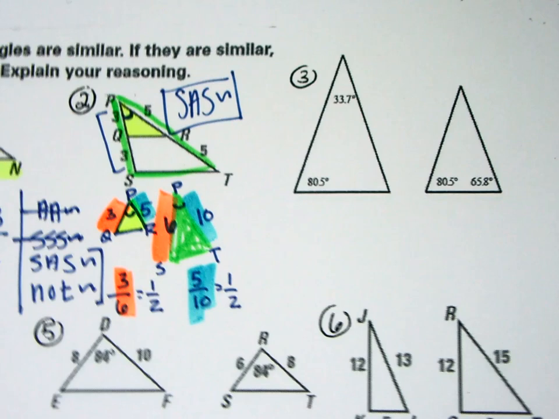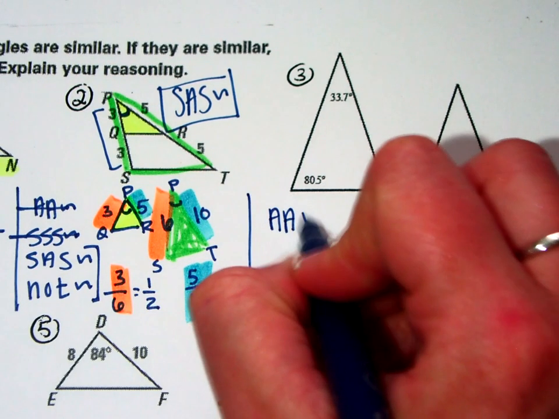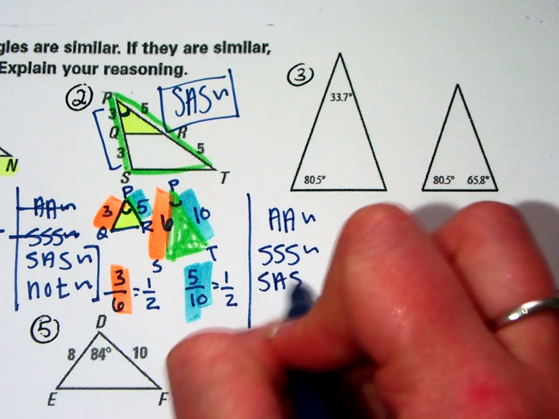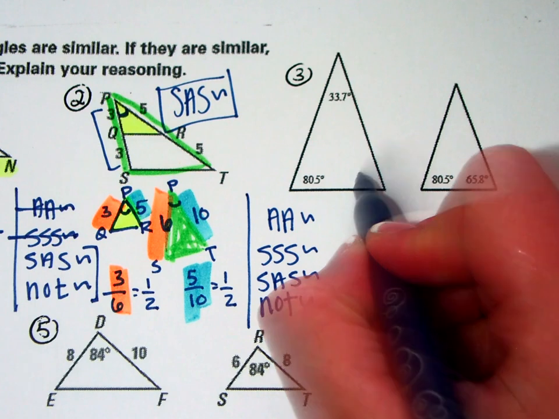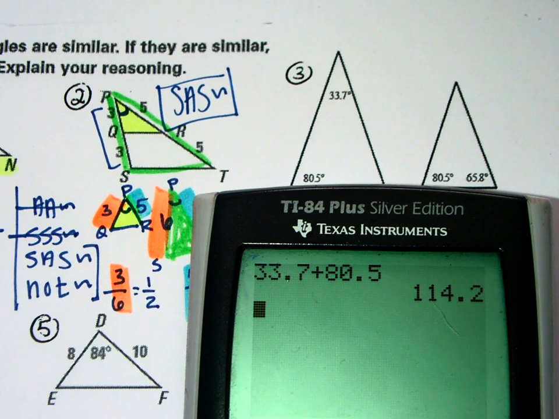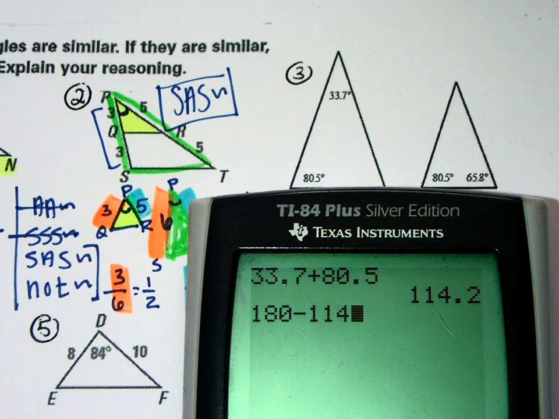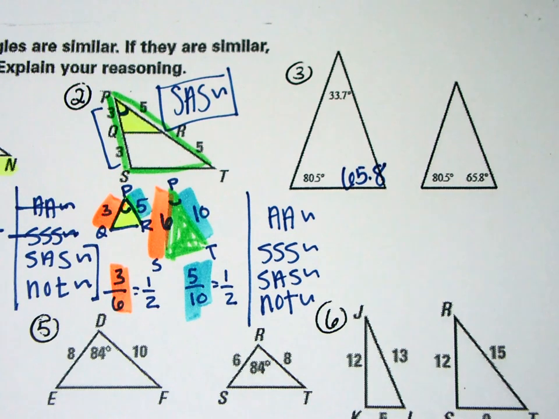Okay, let's try number 3. Again, my options are AA, SSS, SAS, and not similar. This goes back to what we learned in our previous chapter, that all triangles have to add up to 180. So I need to find the measure of this third angle. I'm going to do 33.7 plus 80.5, and I get 114.2. I'm going to take 180 and subtract that, and I get 65.8. That lets me know that this angle is 65.8.